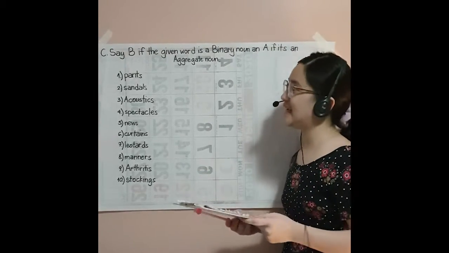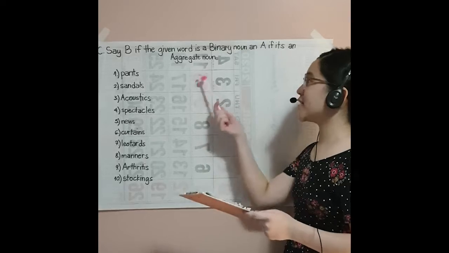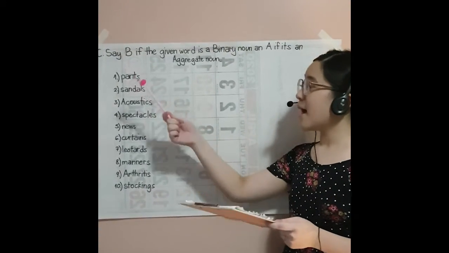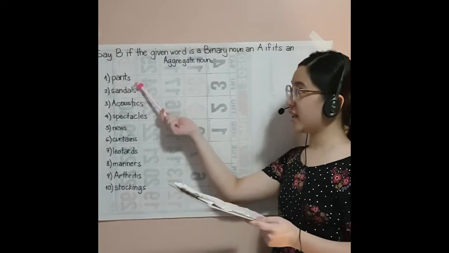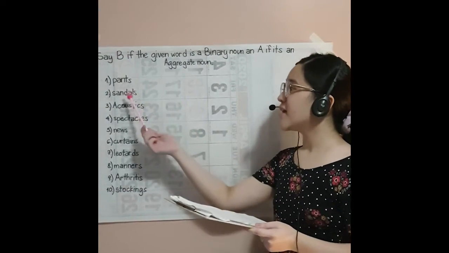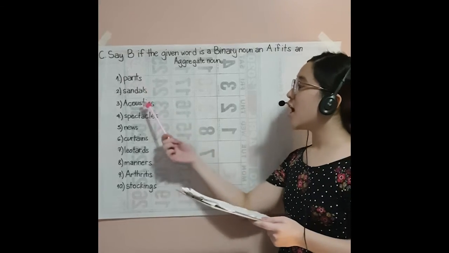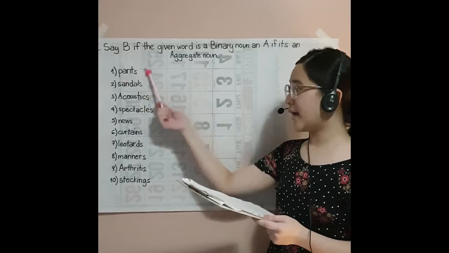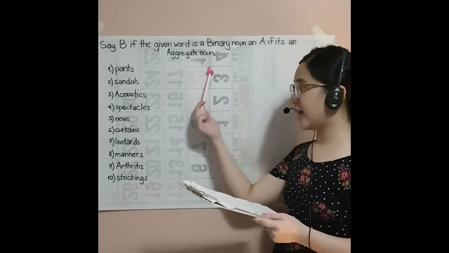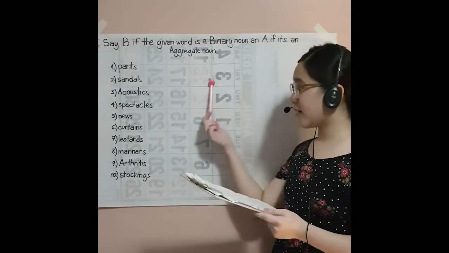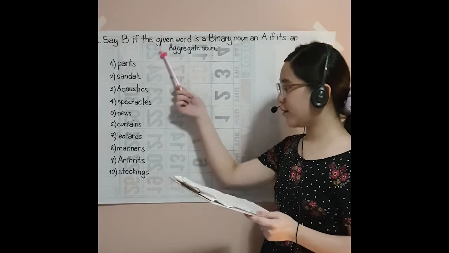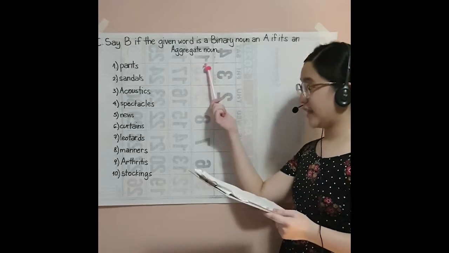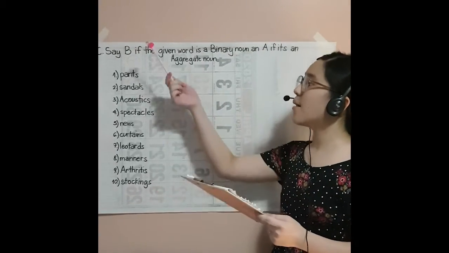For exercise C, say B if the given word is a binary noun and A if it's an aggregate noun. For number 1, pants always come in pairs, right? Therefore, it's a binary noun. Sandals is a binary noun. Acoustics is an aggregate noun. Spectacles is a binary noun. News is aggregate. Curtains is aggregate. Leotards are binary nouns. Manners and arthritis are both aggregate nouns, and stockings is a binary noun.